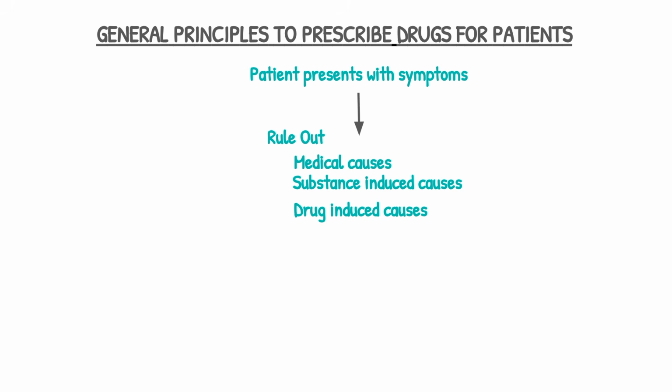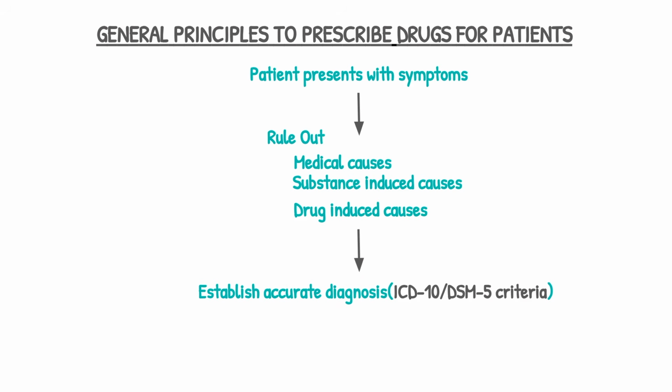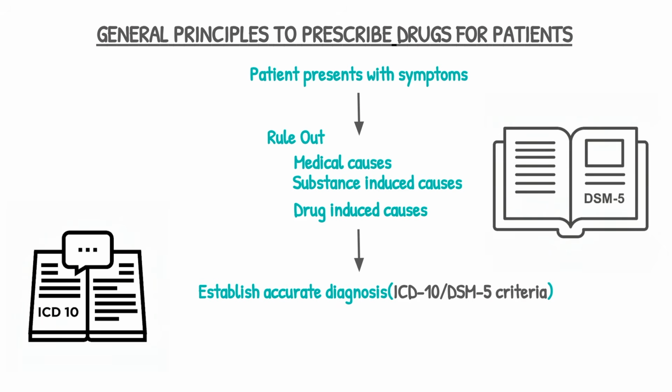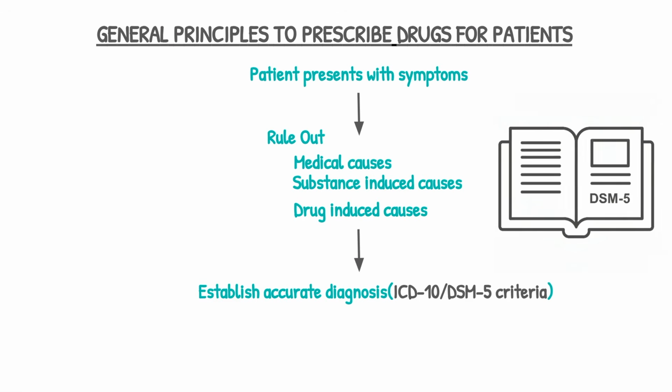Only after excluding medical, substance-related, and drug-induced causes should we establish a formal psychiatric diagnosis. Using standardized criteria such as ICD-10 or DSM-5 ensures diagnostic accuracy, uniformity, and evidence-based treatment selection. Accurate diagnosis is the foundation on which rational prescribing is built.